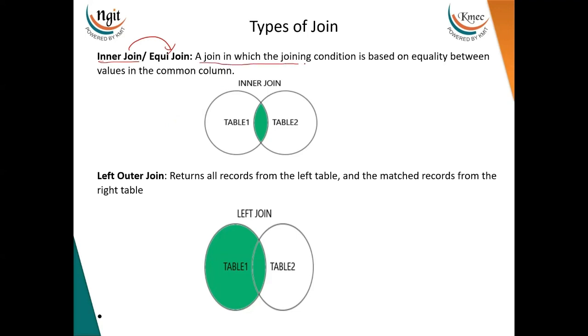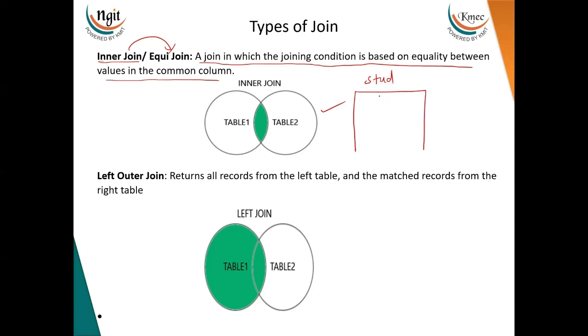Let us see the definition which is written over here. A join in which the joining condition is based on equality between the values in a common column. You can understand the definition by seeing this particular picture. So here we have a representation of inner join. Assume that we have two tables and we are going to retrieve the tuples from the tables using inner join. When the tuples are retrieved, the resultant set would contain only the tuples that are common.